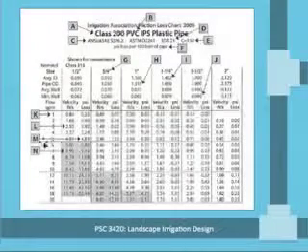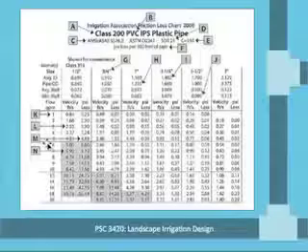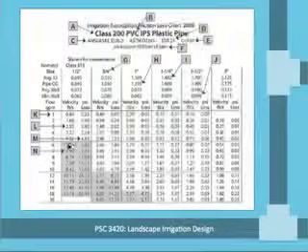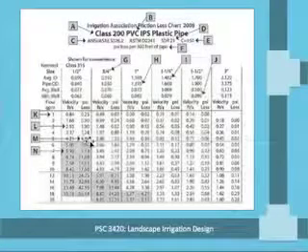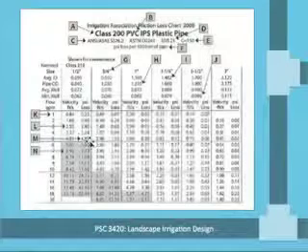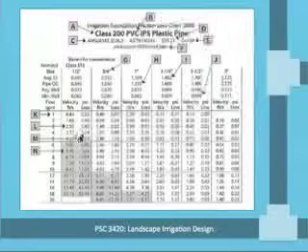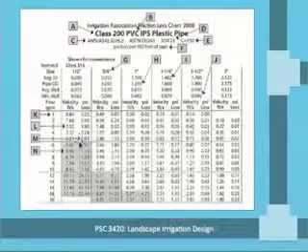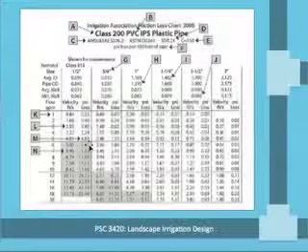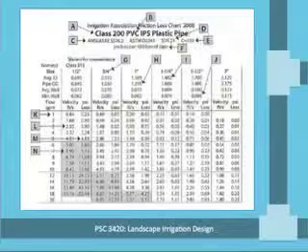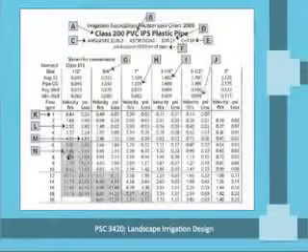So in this case, let's look at this row. The flow is 5 gallons per minute. As you move across this row, the PSI loss at 5 gallons per minute for this particular size of pipe is 4.89 PSI per 100 feet of pipe. Okay, now let's talk about this shaded area a little bit.